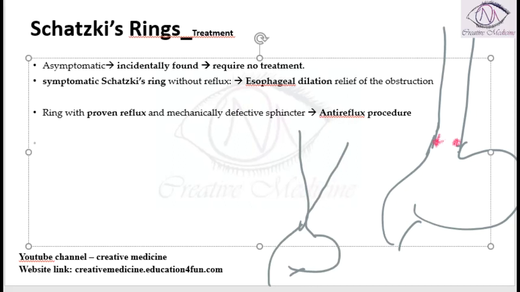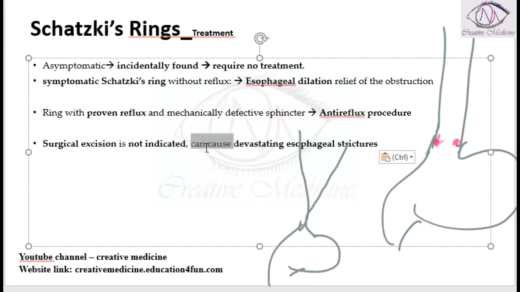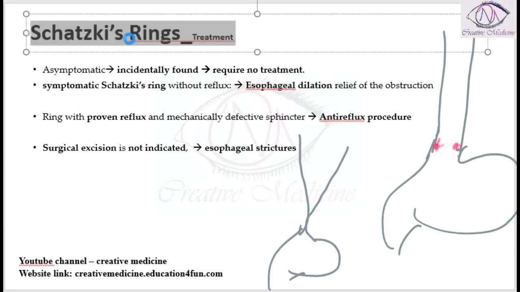So surgical excision is not indicated because it can lead to esophageal stricture. So surgical excision is not indicated in Schatzki's rings.